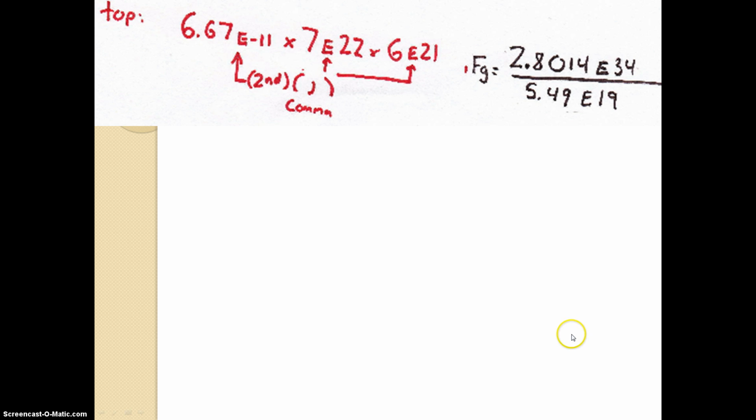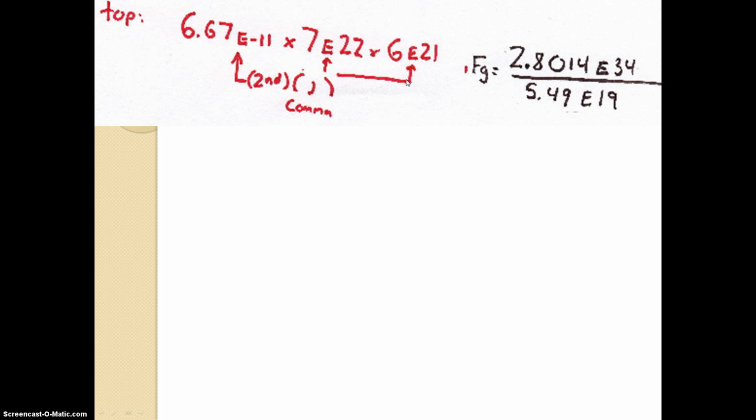Break it down. Let's multiply the top together. 6.67, and instead of 10 to the, I'm going to do e. In your graphing calculator, that is the second button followed by the comma. If you do it right, you get a little e. And then minus 11 times 7 times 10 to the 22nd. Second, again, e, second, comma. You should pop up with a little e. And finally, 6, second, comma, e to 21st.